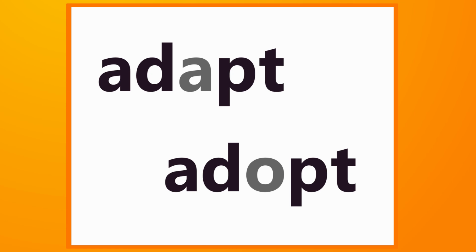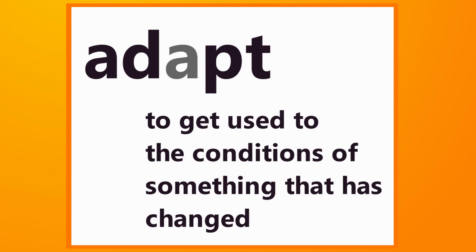They rhyme, meaning that only one of their syllables is different, the middle ah sound of adapt and the middle o sound of adopt. They sound very similar, but they are not similar in meaning. How do you use both of these words in natural English? Let's find out. To adapt something means to get used to the conditions of something that has changed.